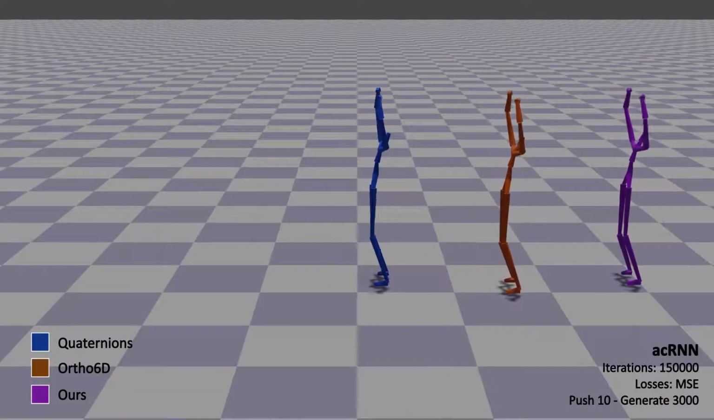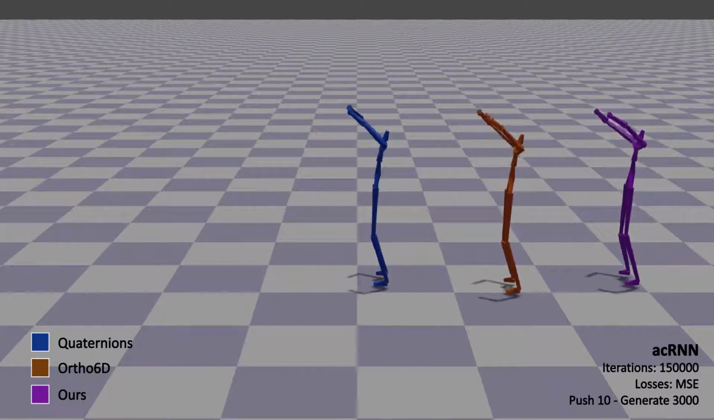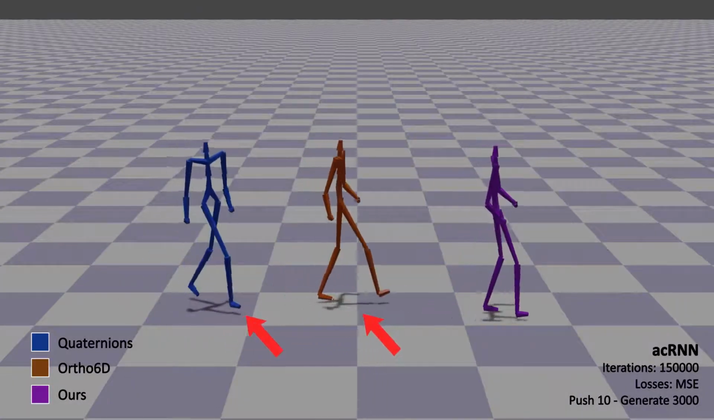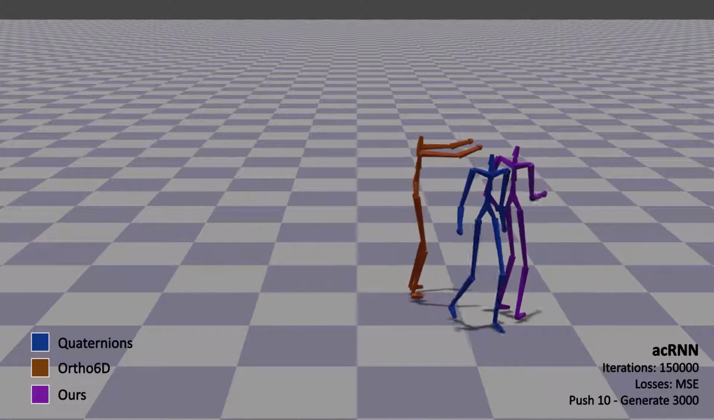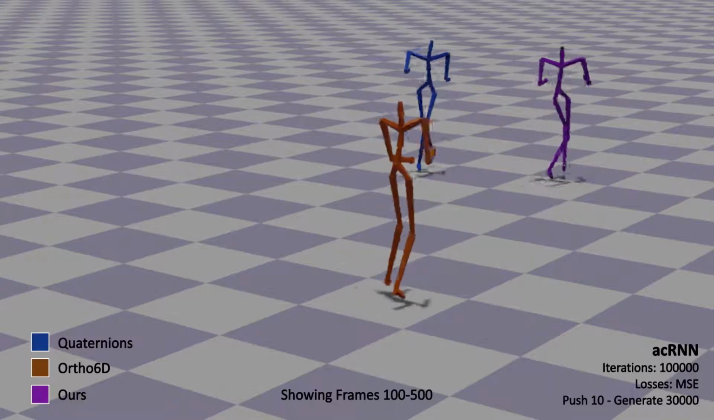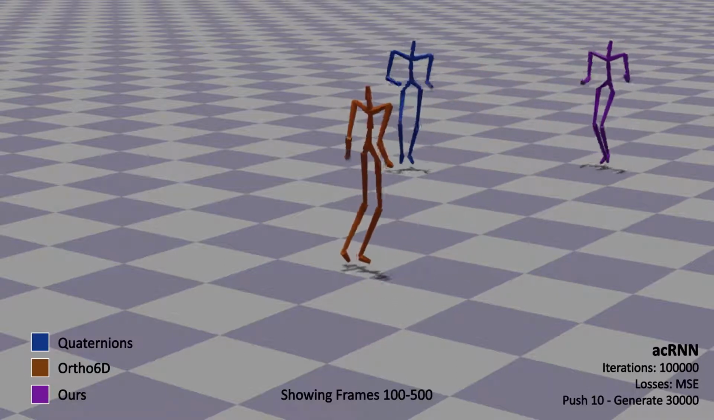With 150,000 training iterations, we observe that the artifacts present when using the ortho-6D and quaternions get reduced. However, note that some abnormal motion is still present in the blue and orange characters that is not reflected in ours. We further examine the ability of our representation and others in synthesizing long-term sequences of complex motion.